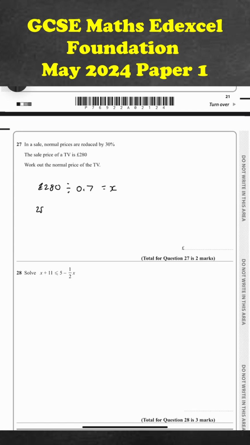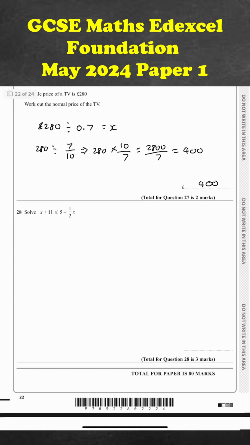So if we're dividing 280 by 0.7, that's the same as dividing by 7 over 10, which is the same as saying 280 times by 10 over 7, as we flip the fraction and flip the operation. That's going to be 2,800 divided by 7, which is £400.